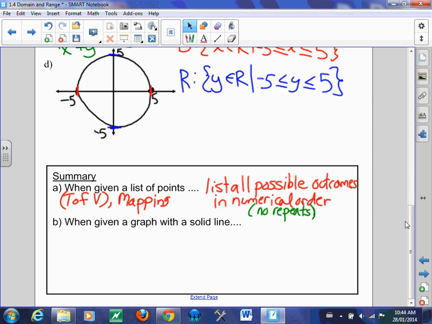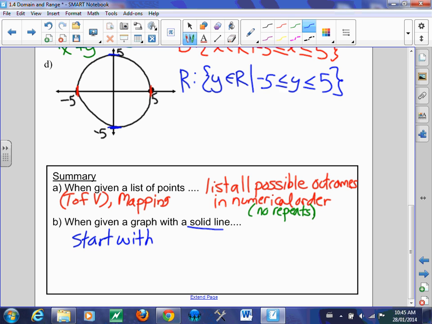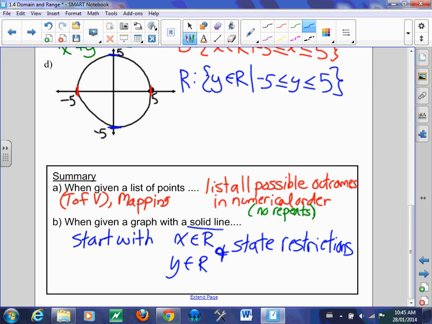All right. If you're given a graph with a solid line, that means a relation. Then you're going to start with either x belongs to a set of real numbers or y belongs to a set of real numbers, and then you're going to state any restrictions. That's my funny symbol for "and."